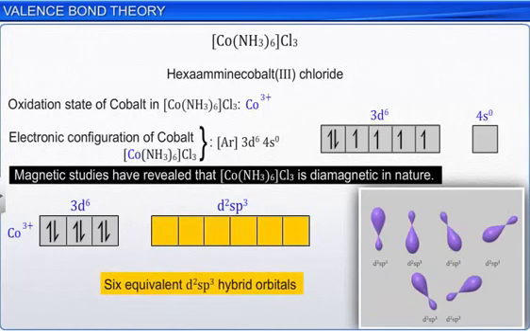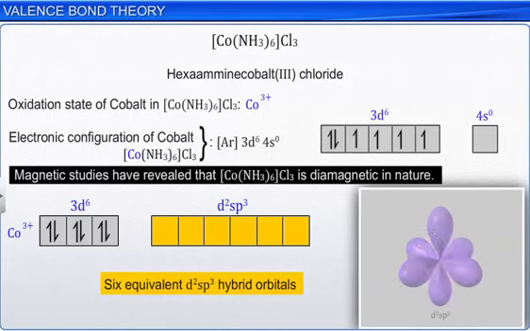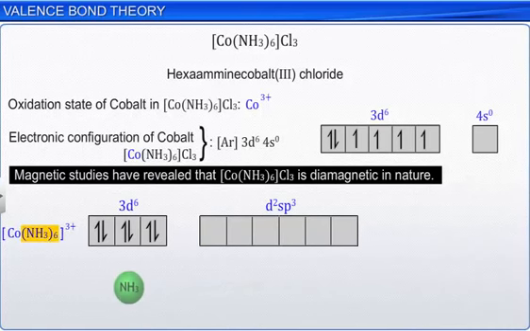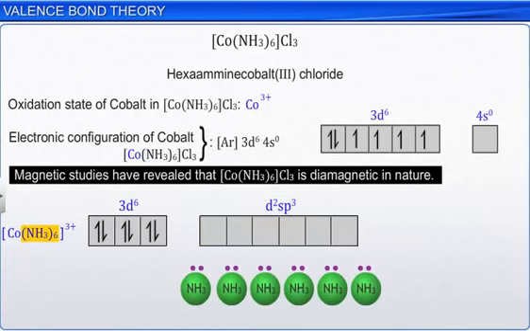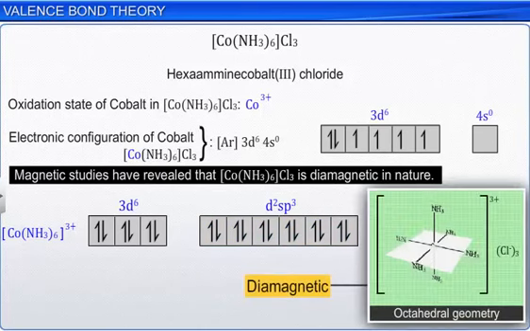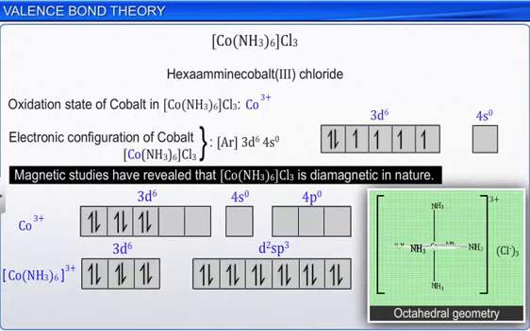The 6 pairs of electrons donated by the 6 ammonia ligands occupy the 6 hybrid orbitals. You can see that there are no unpaired electrons left in the metal ion. Thus, the complex is diamagnetic and has octahedral geometry. As you can see, the metal ion has utilized its inner 3d orbitals for the formation of the complex. Hence, this complex can be called an inner orbital or low spin or spin-paired complex.